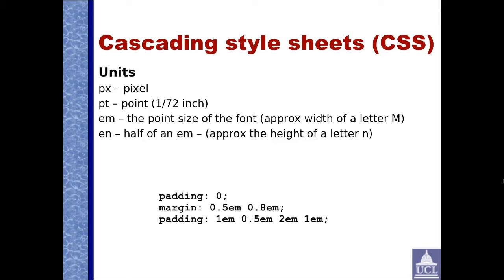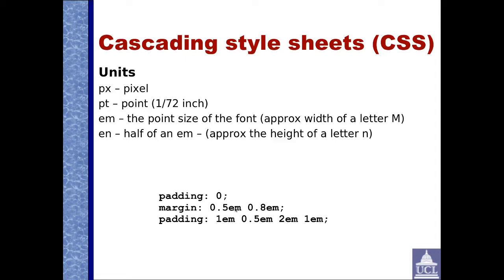Now you may have noticed in my example that I had different ways of specifying the numbers. In some cases I only had one number, and in some cases I had 2, and we can actually also have 4. If we only have one number, as in this first example, then that will apply to the top, the right, the bottom, and the left of the box that we're talking about.